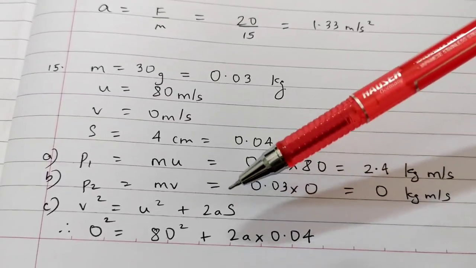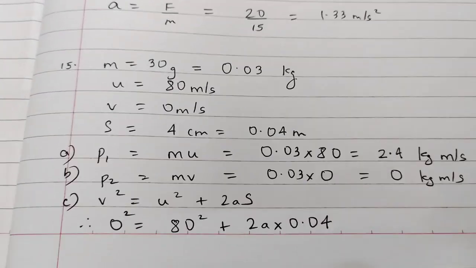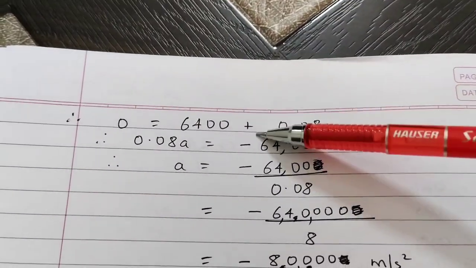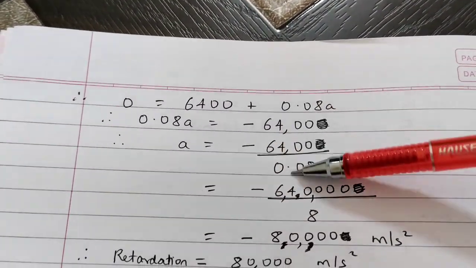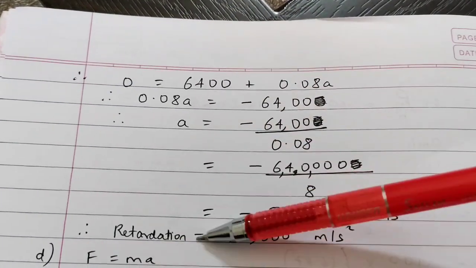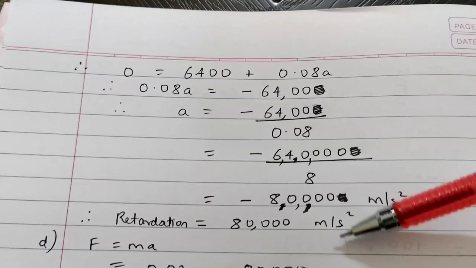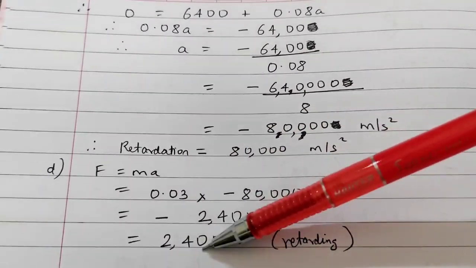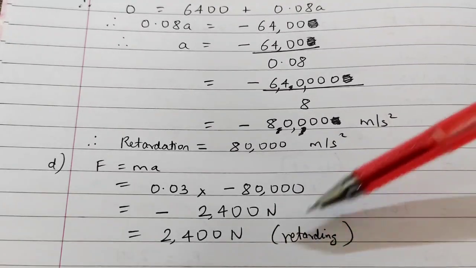We can't use V minus U upon T because T is not given. Clearly, we'll get a negative answer because this was a case of retardation. The answer is minus 80,000 meters per second squared. But when we write retardation, we don't put the minus sign, 80,000 meters per second squared. And finally, they want the force. We get a negative answer, but we should always end with a positive answer. And in brackets, write retarding.